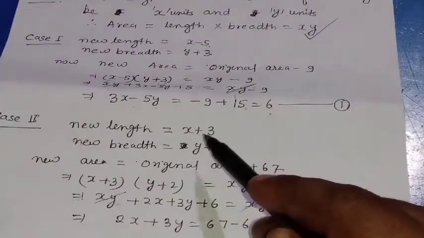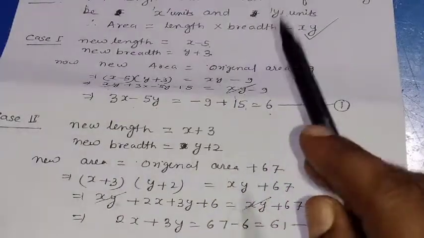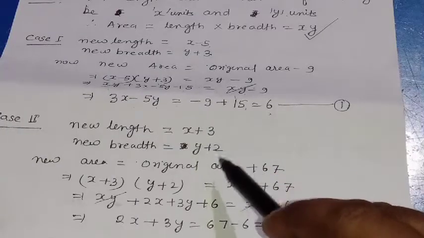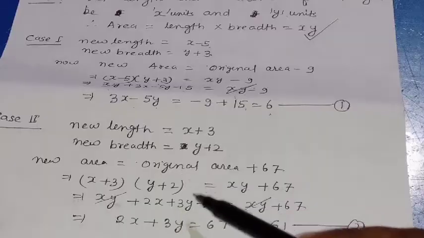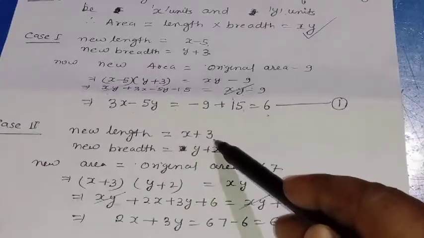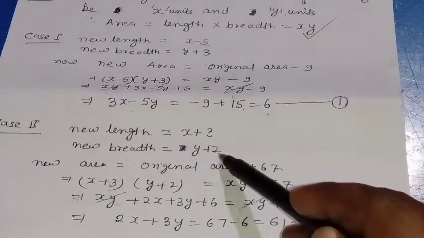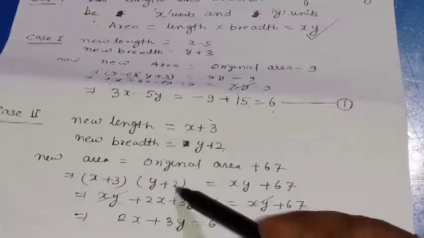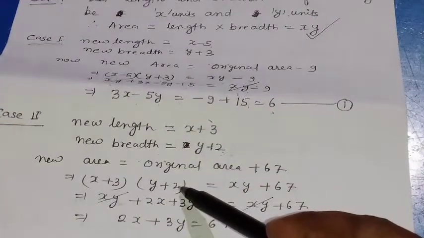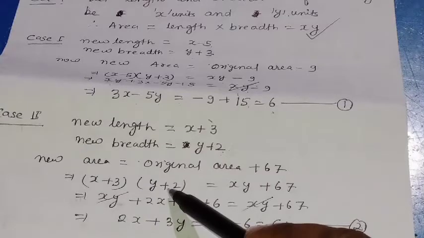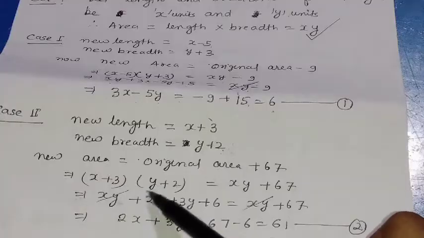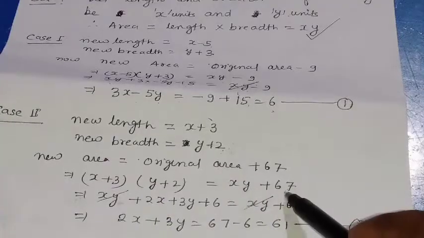In the second case, what is given? Length is increased as well as breadth is increased. Length is increased by 3 units and breadth is increased by 2 units. So I have written the new length x plus 3 units and new breadth y plus 2 units. So the new area will be the product of these two, x plus 3 into y plus 2. But in this case, this area is 67 square units more than the original area, so the new area is equal to original area plus 67.